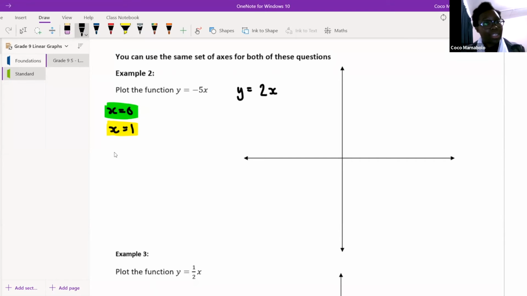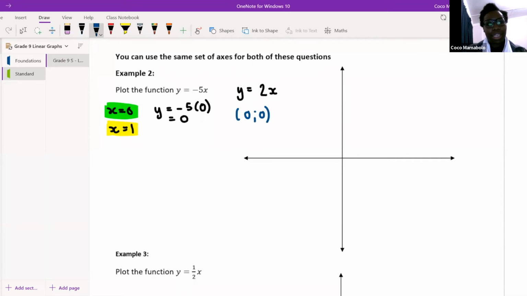Patu says we should try 60. I don't think we have enough space on our Cartesian plane to try 60. Okay, maybe if we had enough space we could try, but I don't think we do. So I'm going to go y is equal to negative 5, and I'm going to sub in 0 for x, and that's going to give me y is equal to 0. So my first point is going to be 0 and 0.